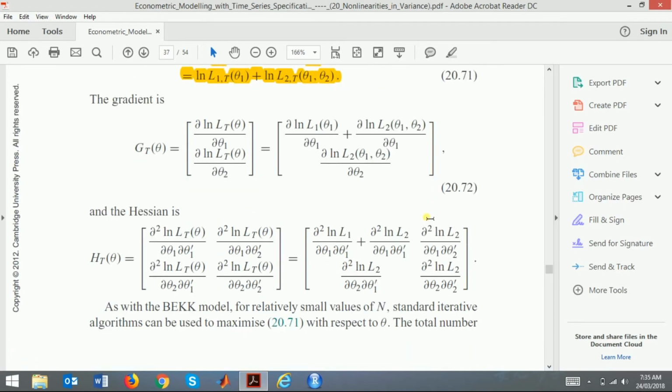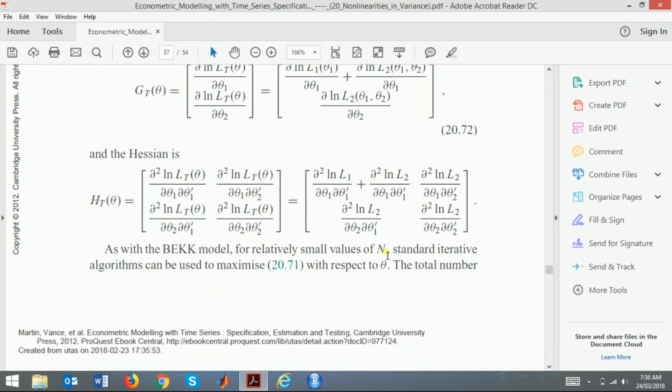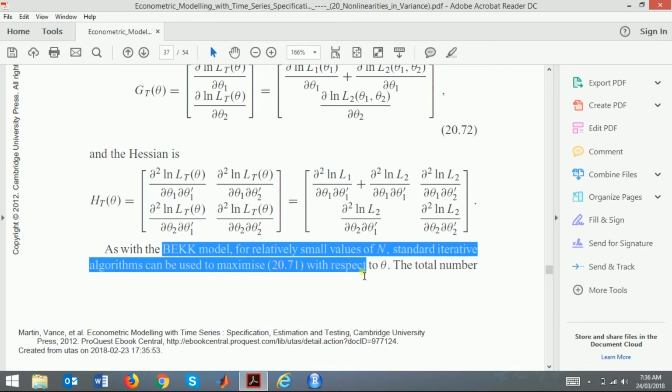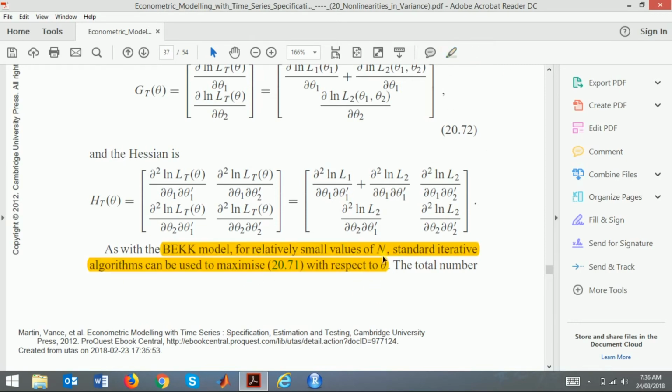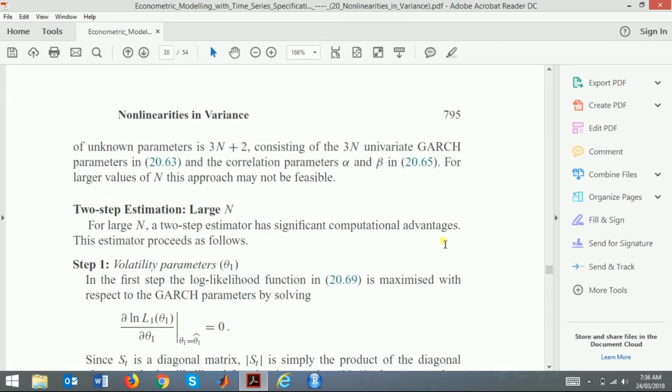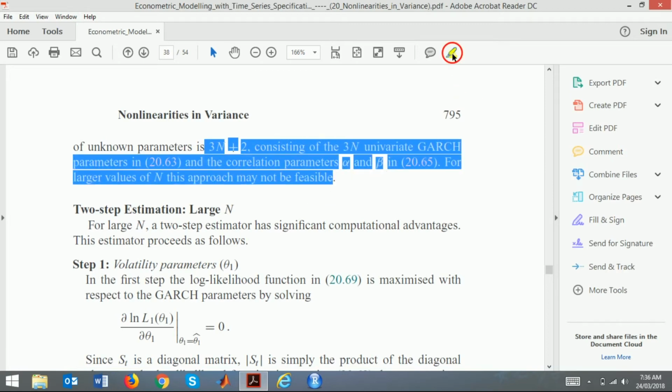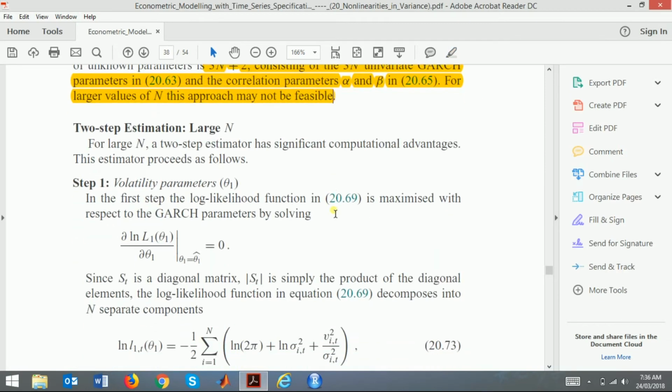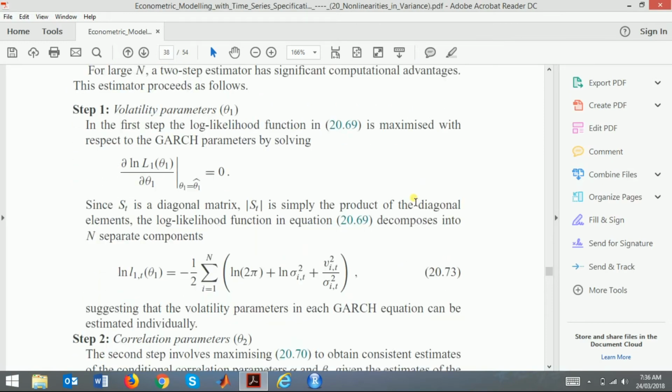Okay, the gradient and Hessian are also there, so this can be used to maximize the likelihood. Just like before, we can use the standardized equation. The number of unknown parameters is 3n plus 2, a very small amount with two-step estimation. In the case of large n, in the first step we have the log likelihood with respect to GARCH.